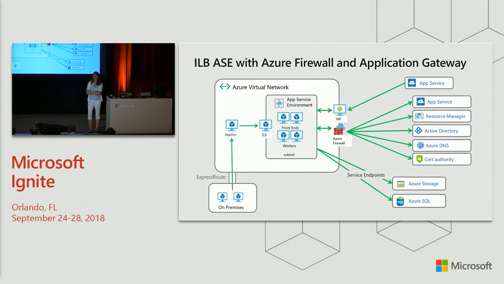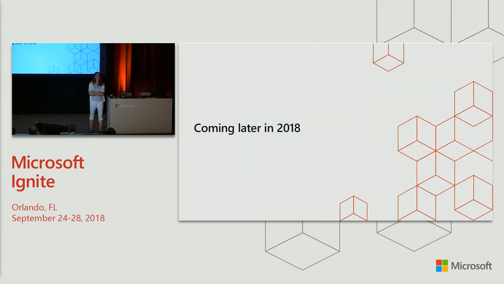Somehow the edits lost me a slide. There's one other item that is new inside. That's why I was ahead of time. That's new with Ignite, and that's Azure Front Door.